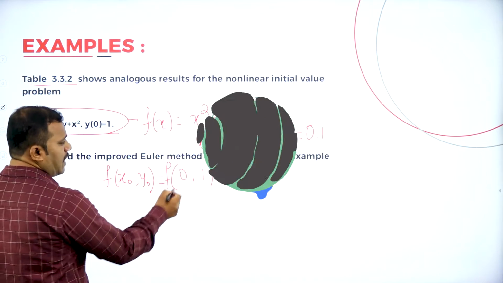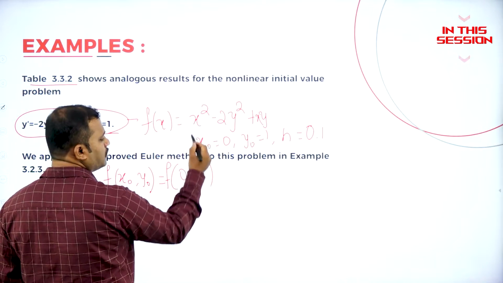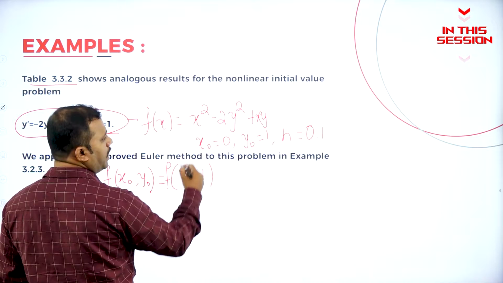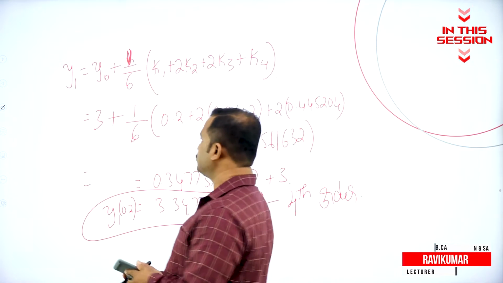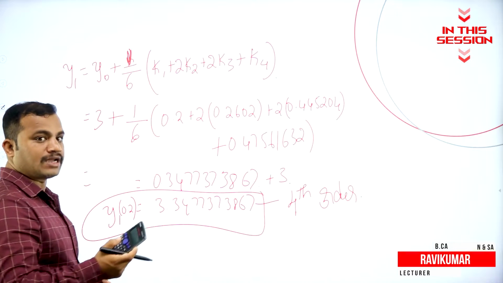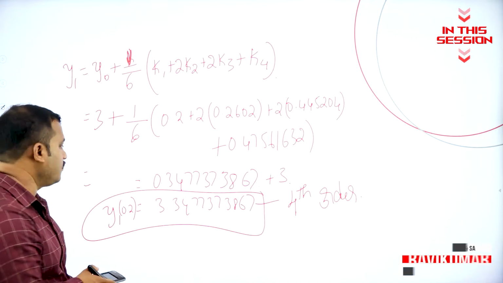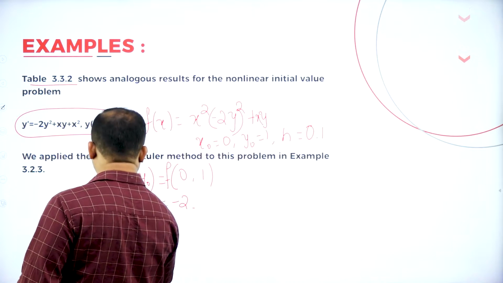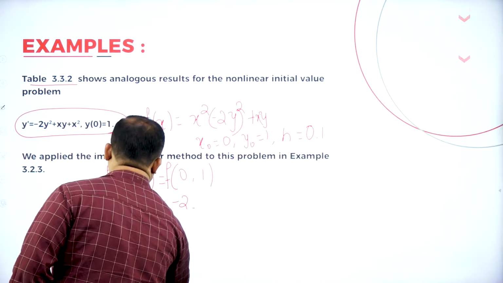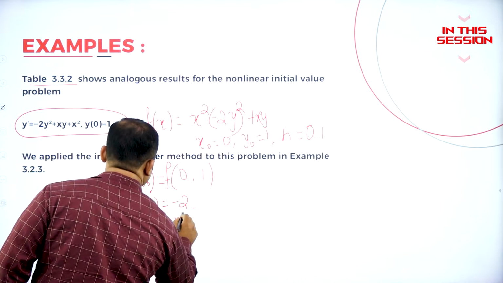In this case, I have to substitute this 0 into this equation, 1 into this term, so that this becomes minus 2. Similarly, if I consider the values of k1 and k2 for second order, you will get the value of y of 0.2. How can we find out the value of k1? k1 is equal to h into f of x0 comma y0.